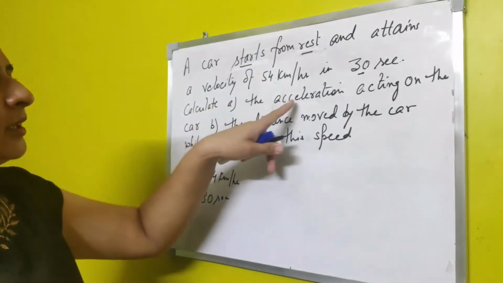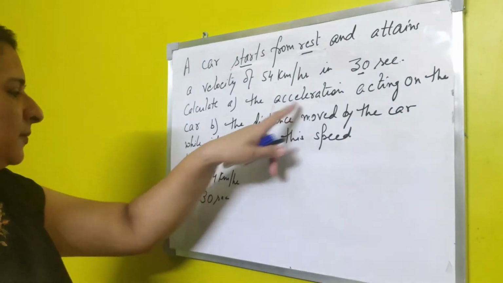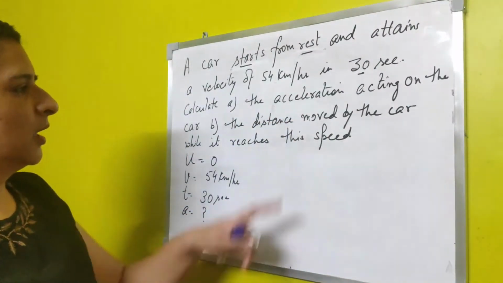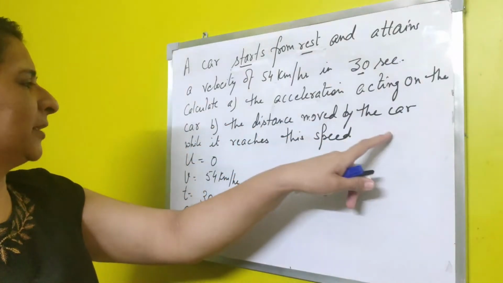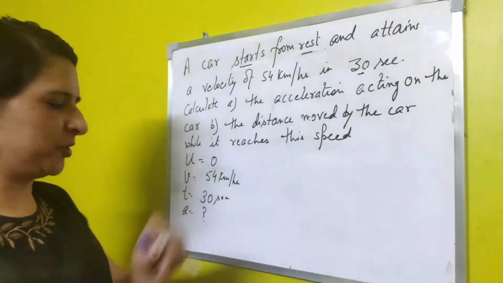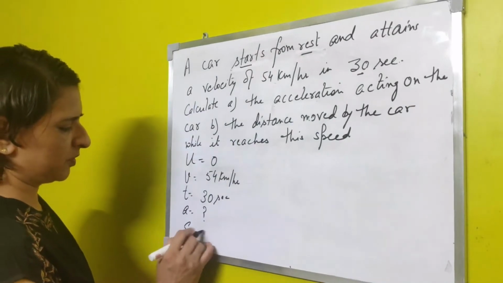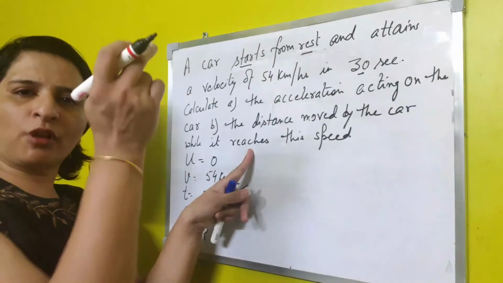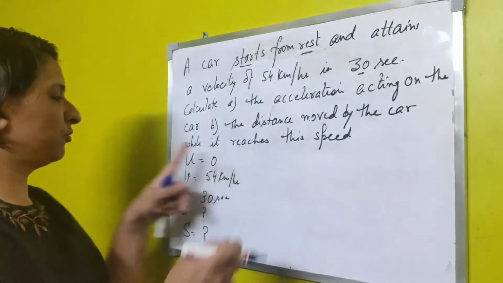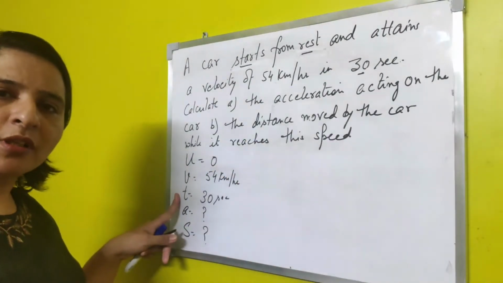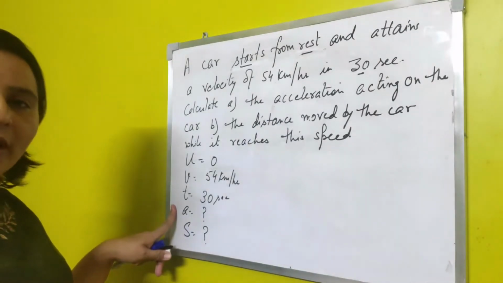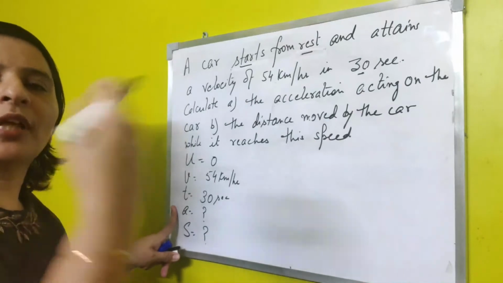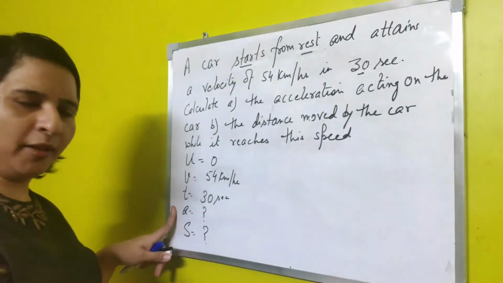And what do we need to find out? We have to calculate the acceleration acting on the car. So what is the acceleration? Fine. And also the distance moved by the car while it reaches this speed. And that means we need to find the value of S. So the first step while solving the numericals always is to find the given values and to write or to identify what we need to calculate. Okay, what is our aim?